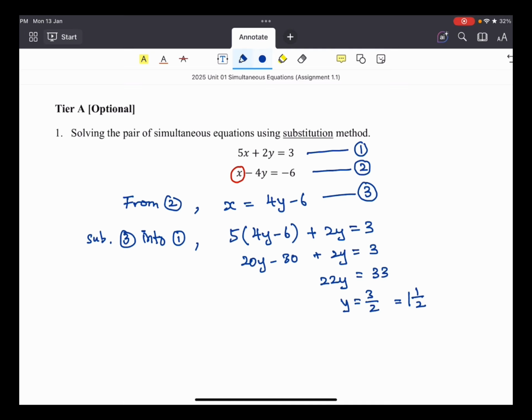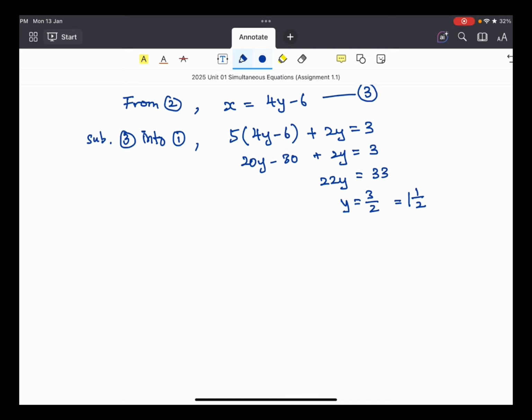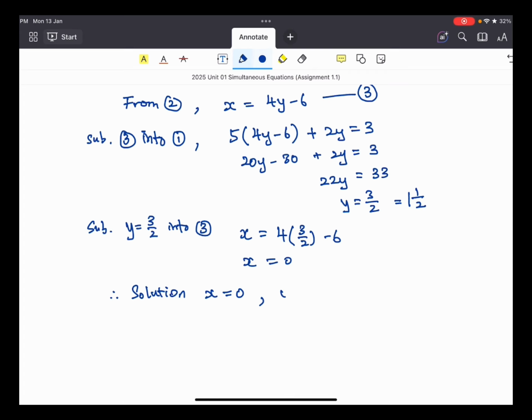Now we need to find the x, right? So we can substitute y equals 3 over 2 into equation 3, because x is already the subject there. So x equals 4 times 3 over 2 minus 6. That means x equals 0. Okay, so therefore, the solution is x equals 0, y equals 1.5.